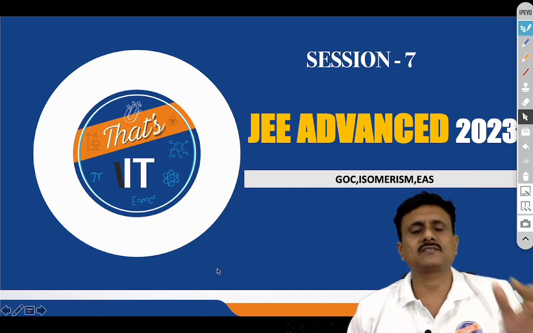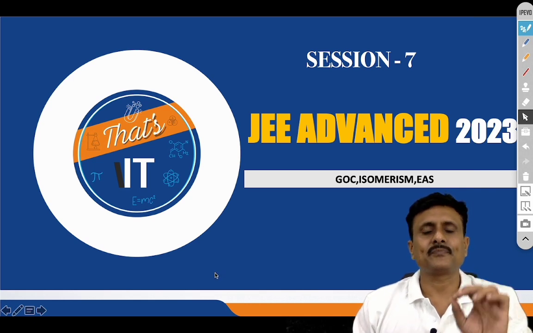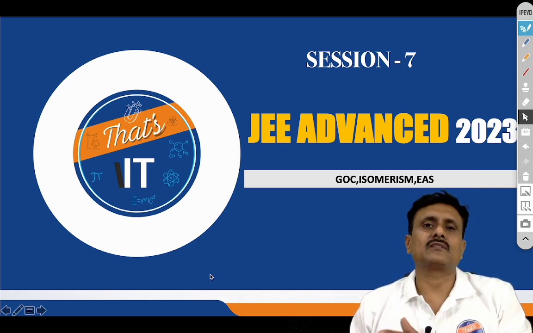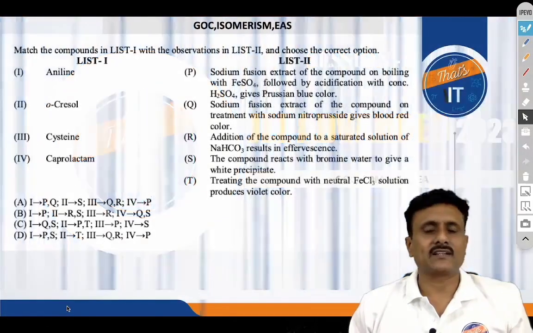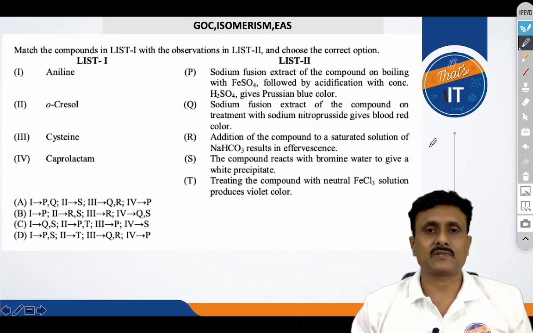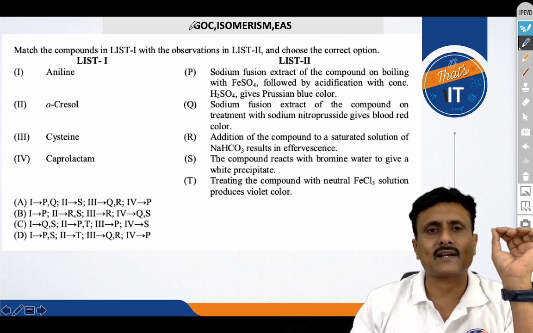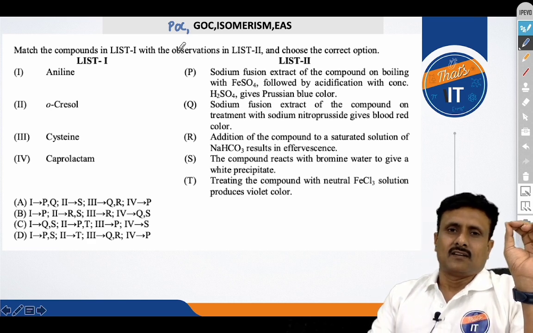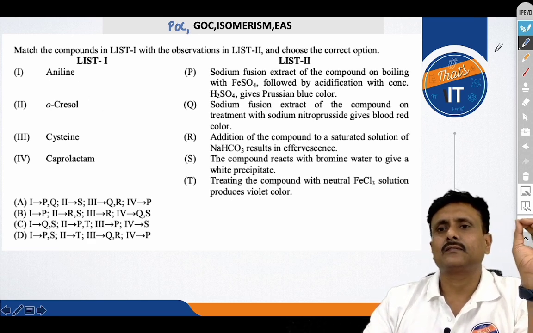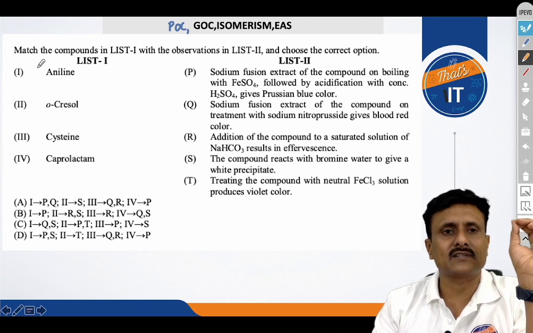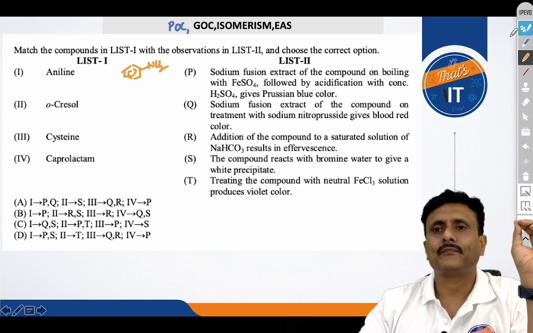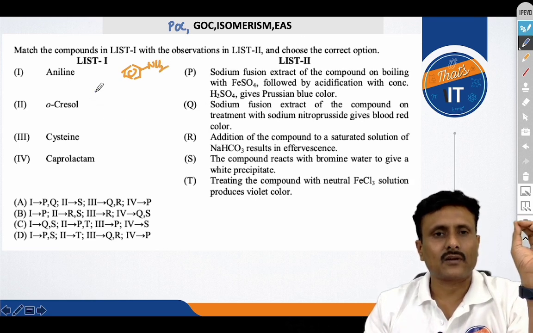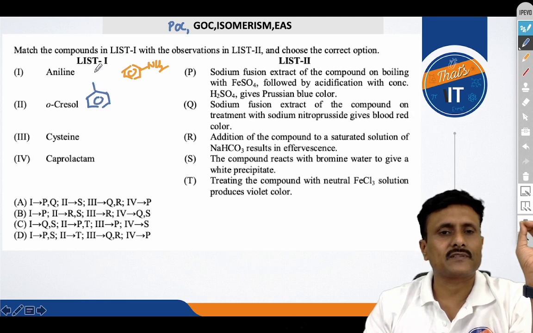Like you can see, the first session from organic chemistry is general organic chemistry, isomerism and EAS, right? So let's quickly get into the questions related to that. Let's see the first question, which has come from practical organic chemistry. Just slightly, I'll add POC also to this. Various compounds are given over here, right? Aniline is mentioned. You know that aniline is nothing but aminobenzene. All right. Next you have cresol. Cresol means the substitution of CH3 and OH on the benzene.